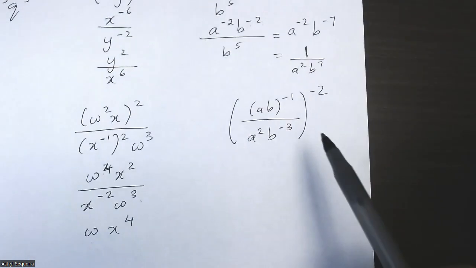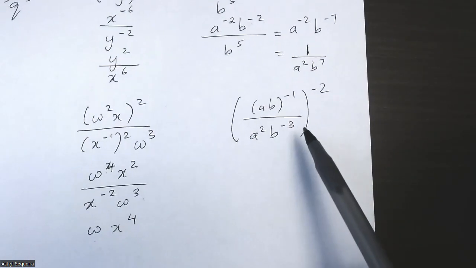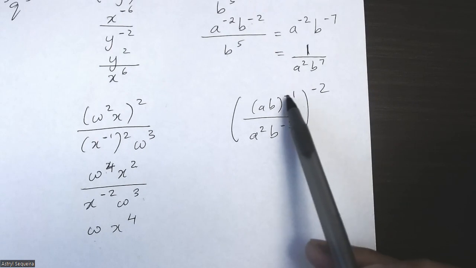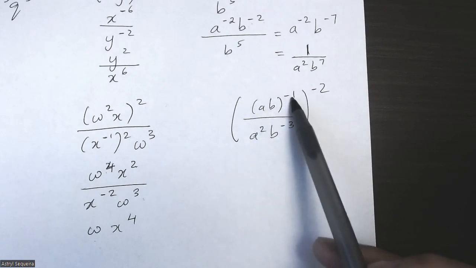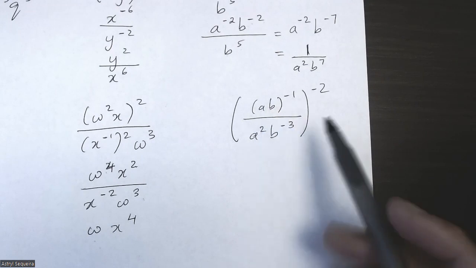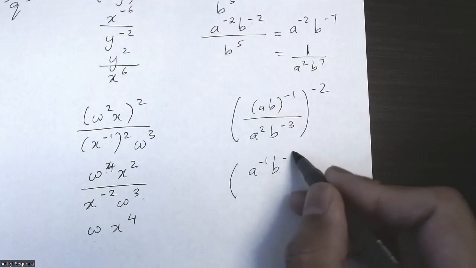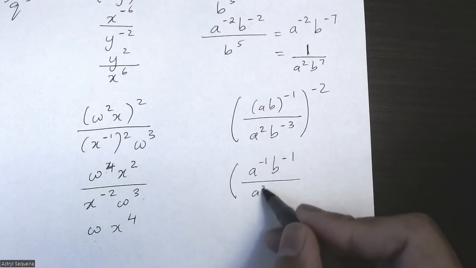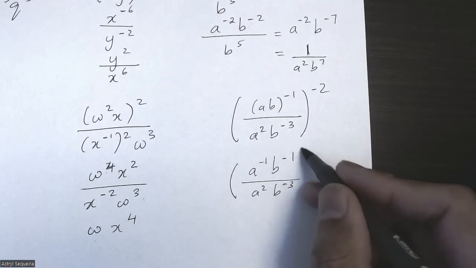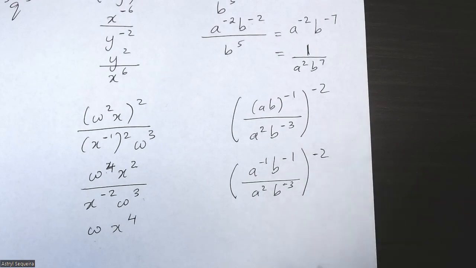And last question over here, there's a lot of different ways you can actually do this question. I'm just going to start by simplifying the inside of the bracket first. I'm going to distribute this negative 1 into these two. It's going to become a to the negative 1, b to the negative 1, divided by a squared, b to the negative 3. This is all to the exponent of negative 2.